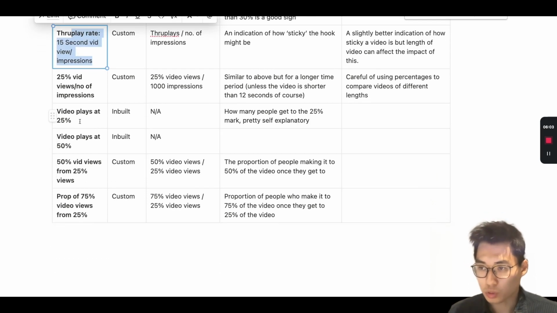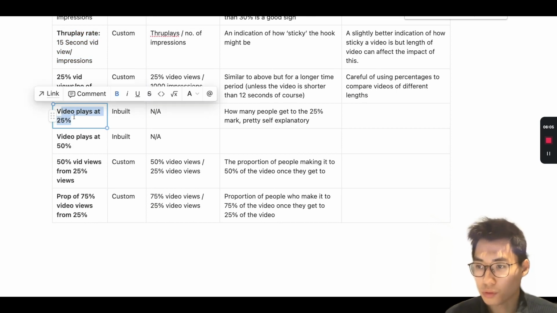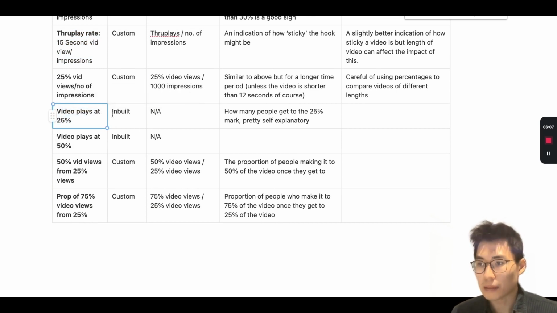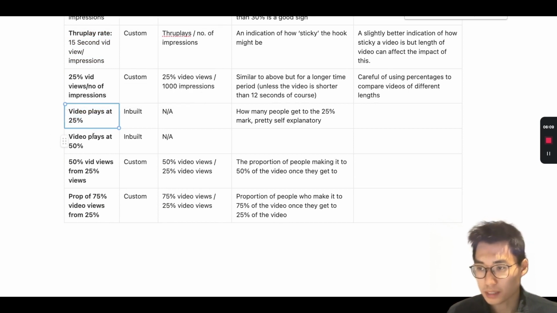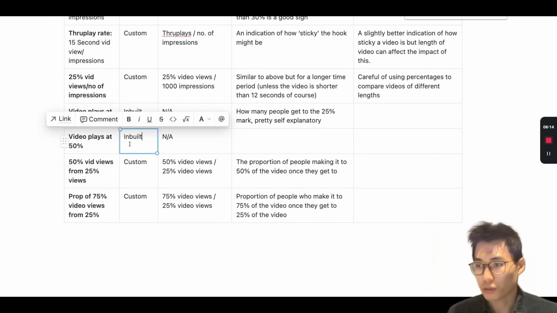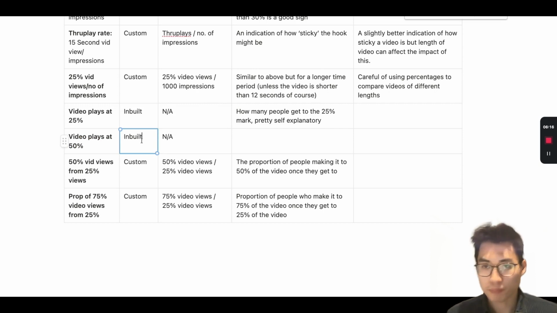Sometimes what you can do as well is take the number of video plays at 25%. This is an inbuilt metric within the Meta ad platform. You can take that over into the 50% view rate, and you can see what the drop off is between 25% and 50%. But again, you have to be careful if you're comparing this against certain videos.